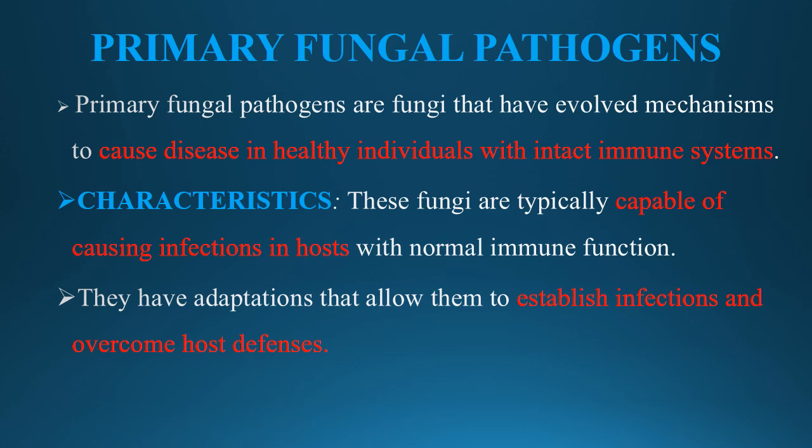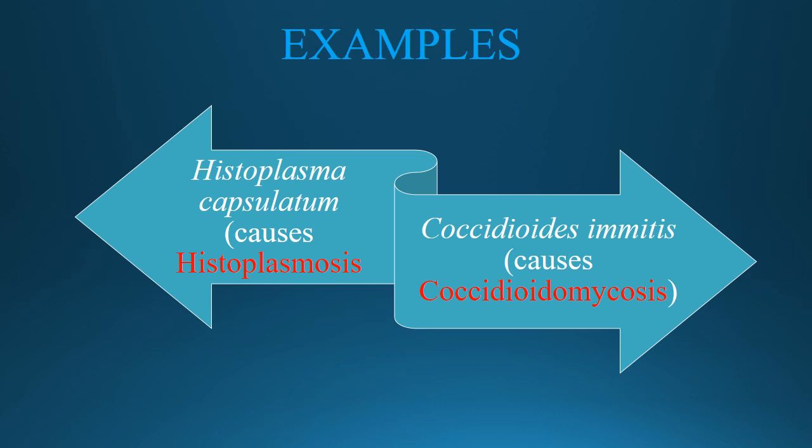The mode of infection is by several mechanisms or adaptations which allow them to infect their host directly. They often involve the ability to evade or overcome the host immune response. The examples of fungal pathogens are Histoplasma capsulatum, which causes histoplasmosis, and Coccidioides immitis, which causes coccidioidomycosis. They can cause diseases respectively.